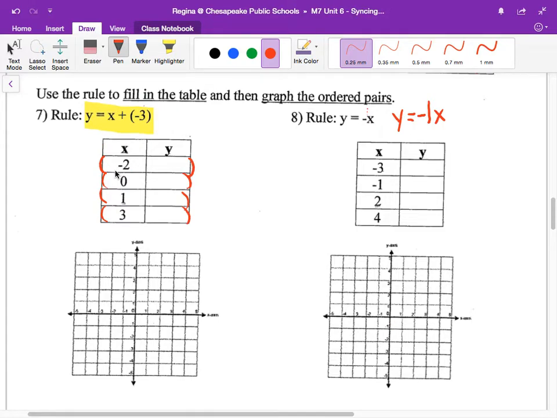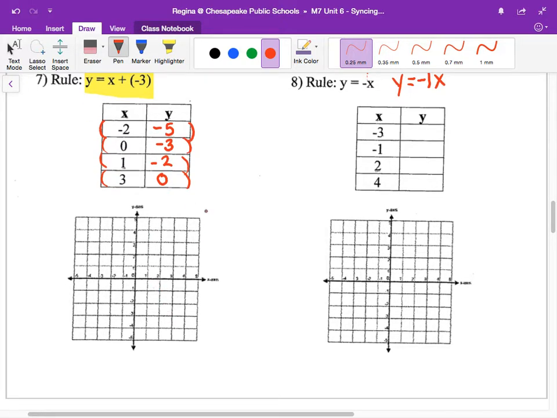All right, plug in your numbers, use your calculator as needed. All right, plot your points.